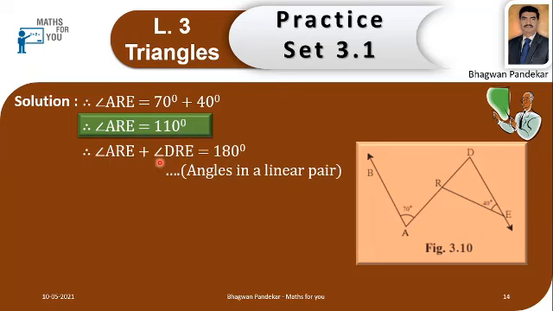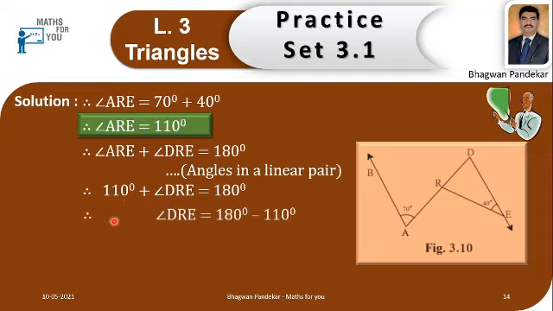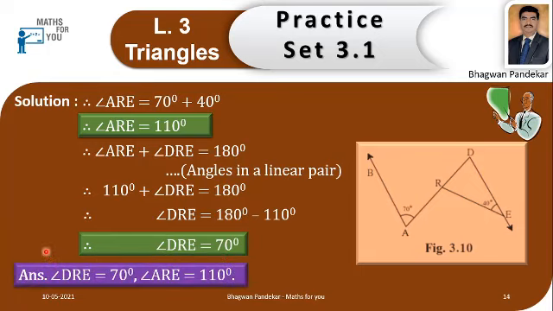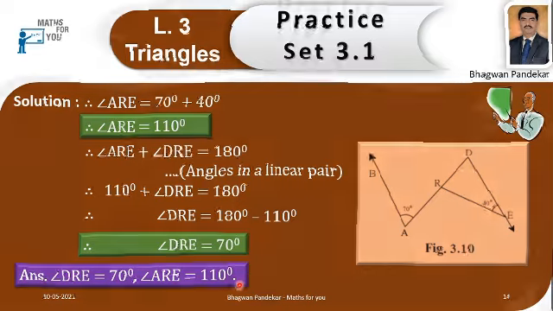Therefore, angle ARE plus angle DRE is equal to 180 degree. So reason is angles in linear pair. Therefore, putting the values of angle ARE in this equation, we can write, therefore 110 degree plus angle DRE is equal to 180 degree. So therefore, angle DRE is equal to 180 degree minus 110 degree. So therefore, angle DRE is equal to 70 degree. Therefore, the final answer of this example is angle DRE is equal to 70 degree, angle ARE is equal to 110 degree. This is your final answer of this example.